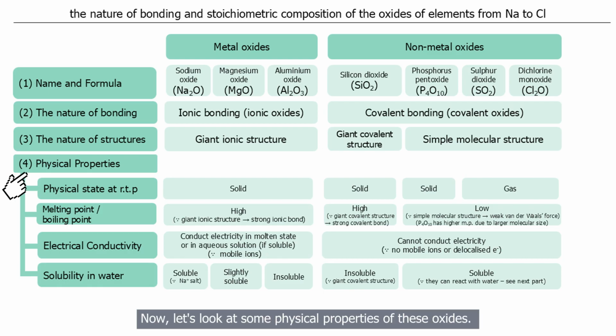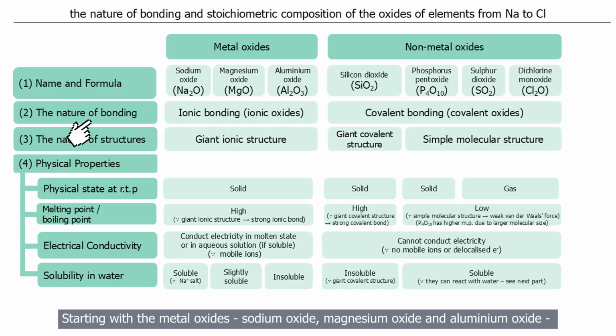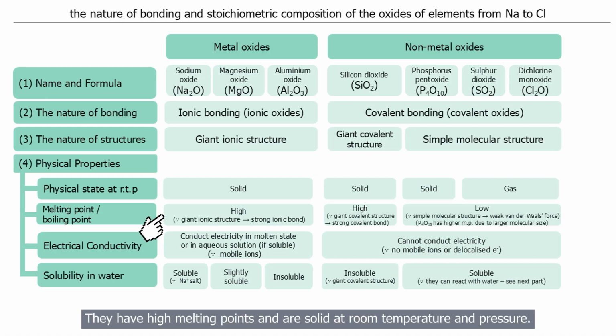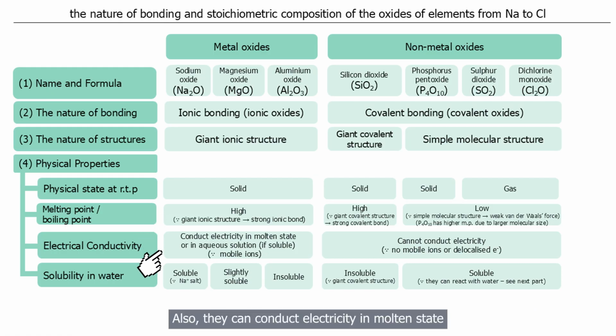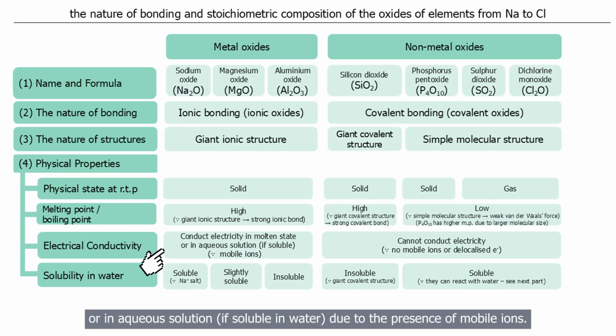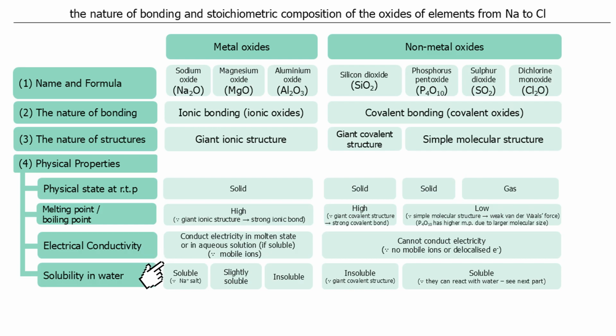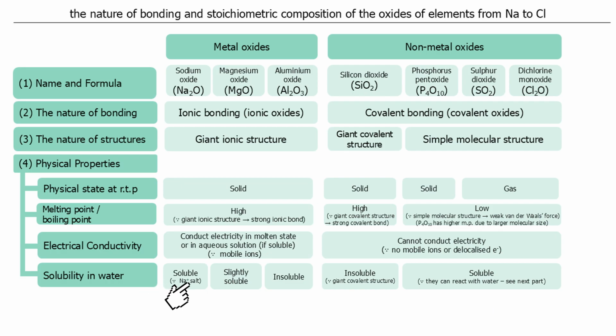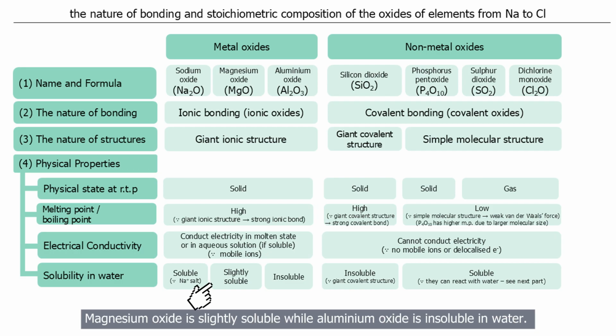Now, let's look at some physical properties of these oxides. Starting with the metal oxides, sodium oxide, magnesium oxide, and aluminum oxide, with giant ionic structures with strong ionic bonds between ions. They have high melting points and are solid at room temperature and pressure. Also, they can conduct electricity in molten state or in aqueous solution if soluble in water due to the presence of mobile ions. However, only sodium oxide is soluble as it contains sodium ions. Magnesium oxide is slightly soluble, while aluminum oxide is insoluble in water.